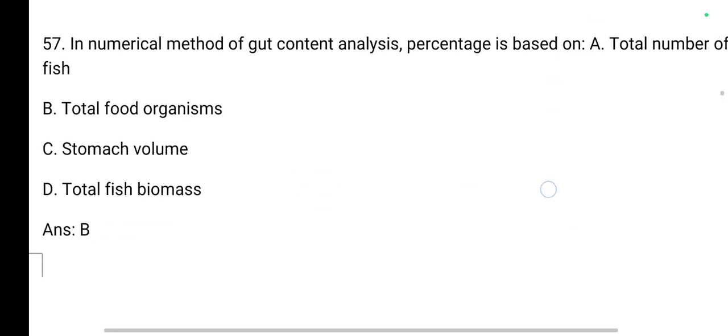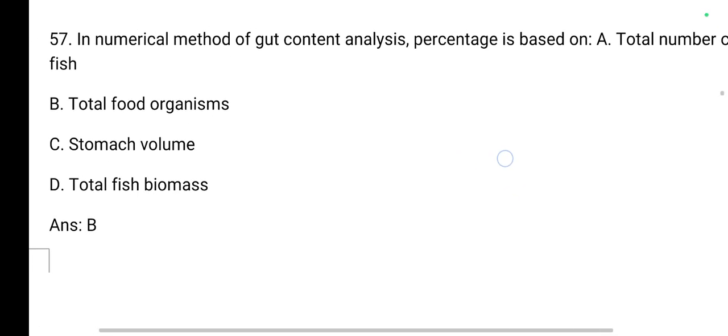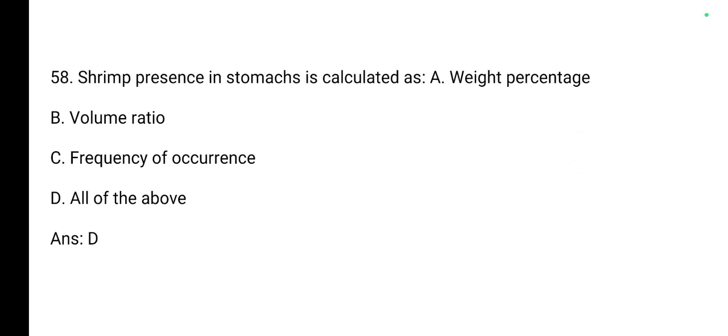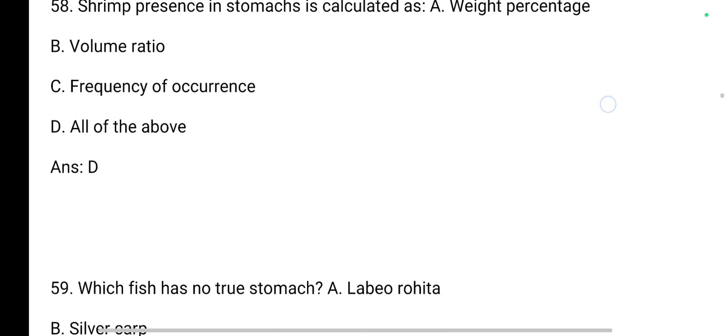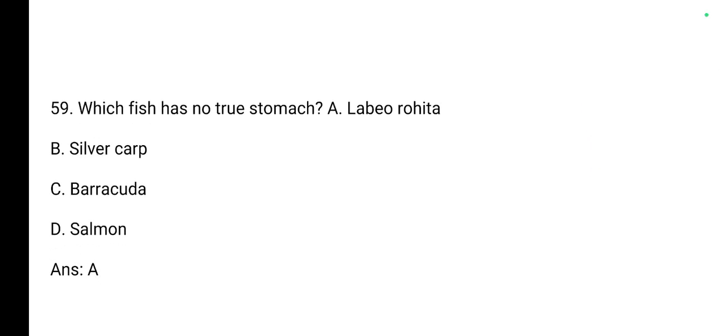In numerical method of gut content analysis, percentage is based on, so it is based on total food organism. Shrimp presence in stomach is calculated as, so it is calculated by weight percentage, volume ratio as well as frequency of occurrence. All of the above will be the correct answer. Which fish has no true stomach? So it is Labiorota.